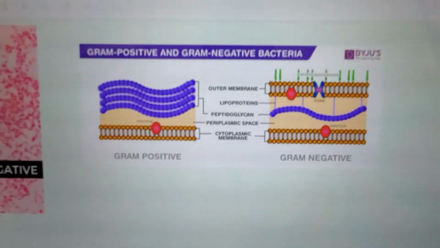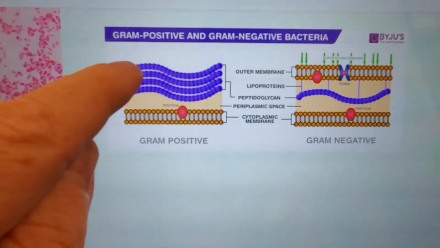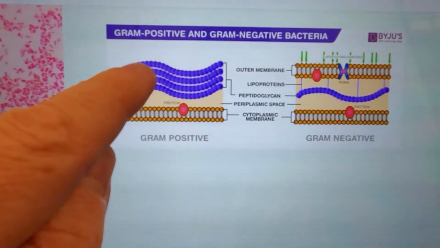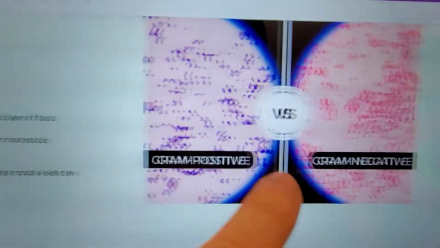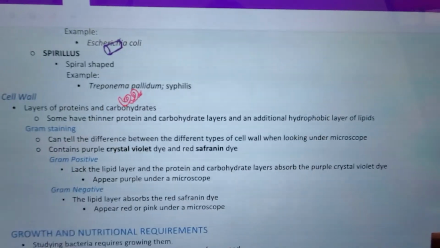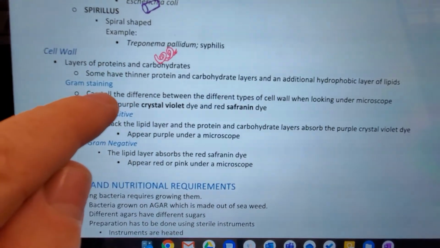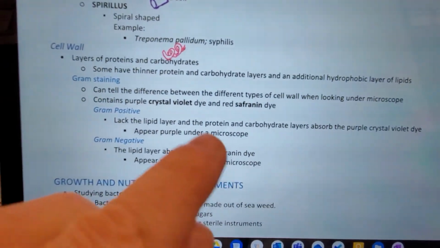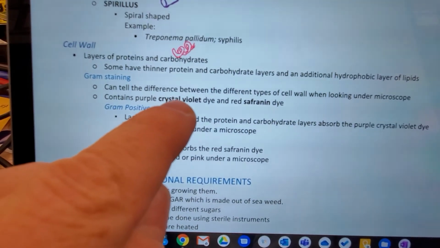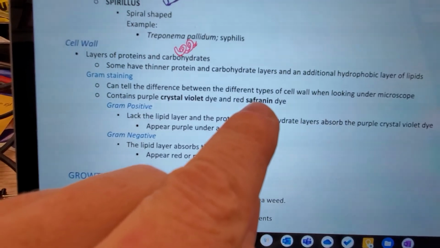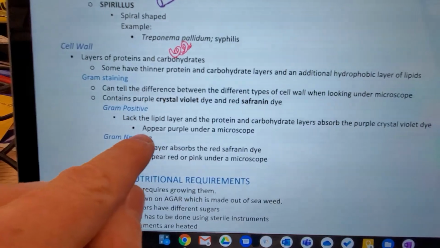Those are gram-negative cells. Gram-positive cells have way more peptidoglycan. They have a lot more armor, a lot more cell wall, and they don't have that extra outer membrane. And how we tell them apart is with this gram staining. The gram stain contains two different dyes, a crystal violet dye, which looks purple, and a safranin dye, which looks red.